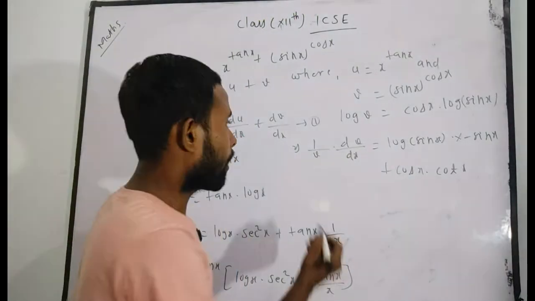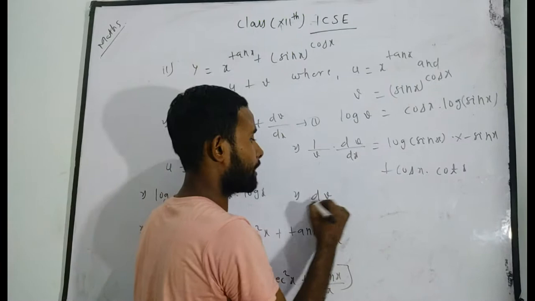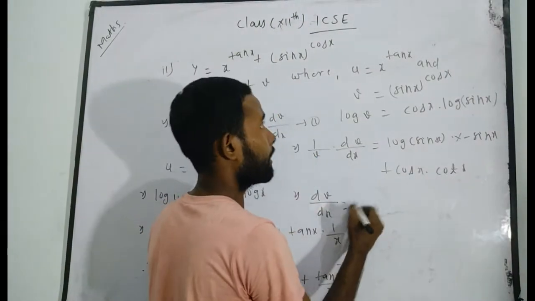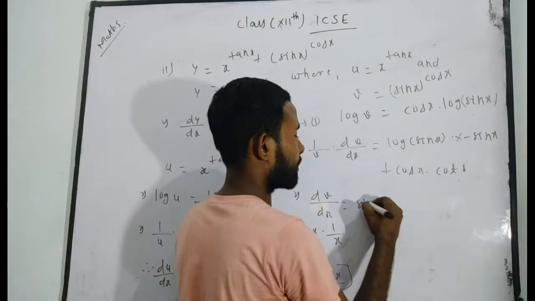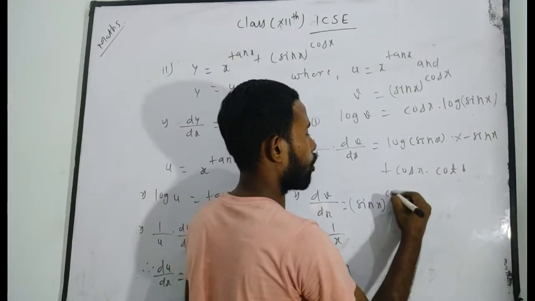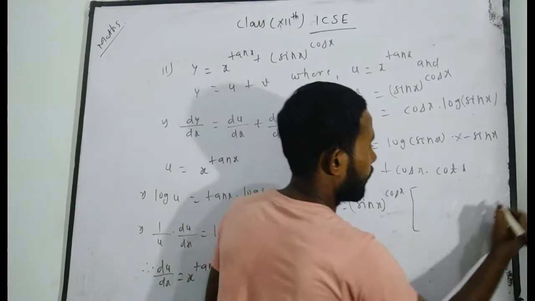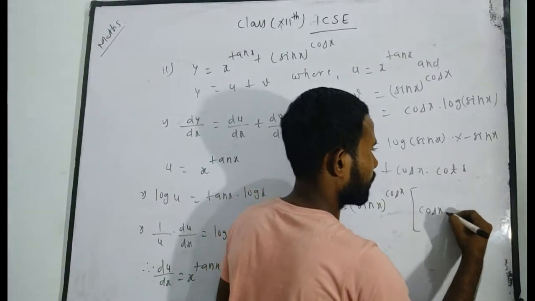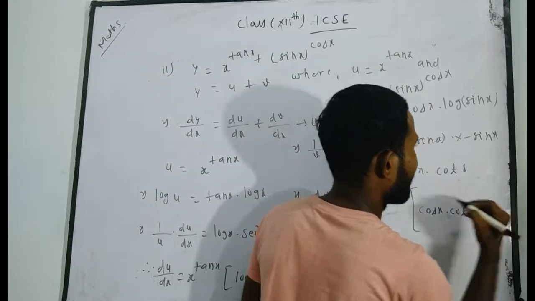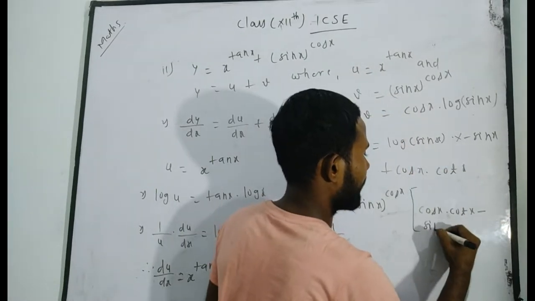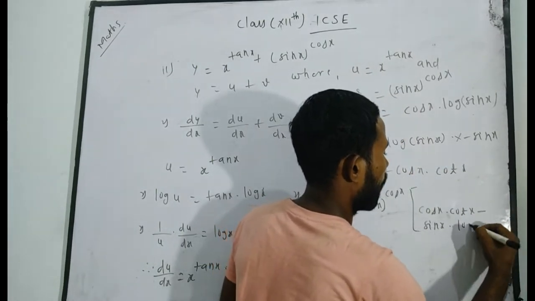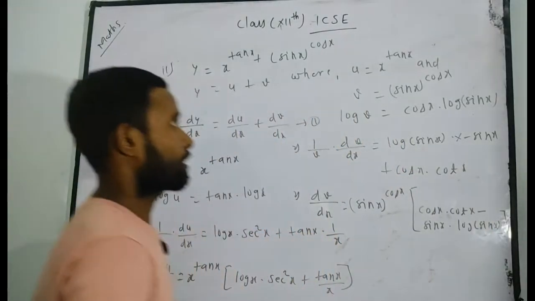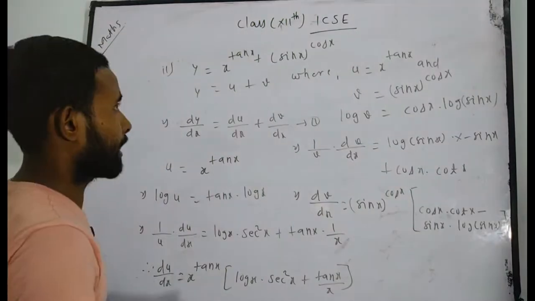So now from this you will get dv/dx is equal to v times the whole expression. What is the value of v? It is sin x to the power cos x, into this expression. You can write: first cos x into cot x minus this expression, that means sin x into log sin x. This is your dv/dx. Now you have to simply write your answer.